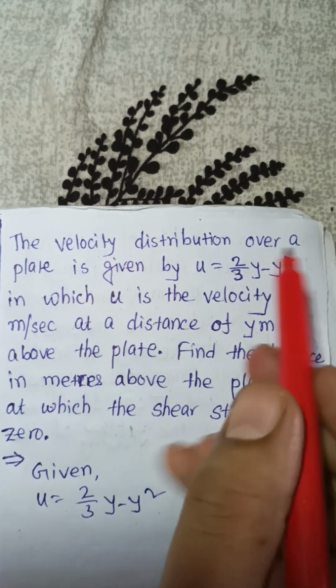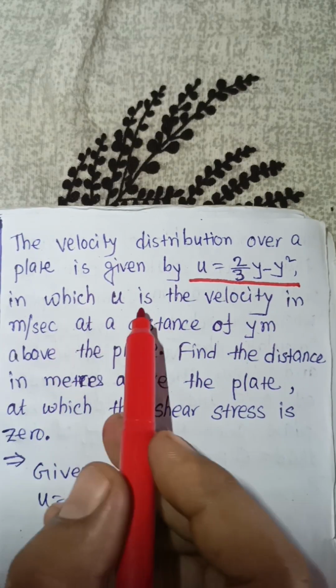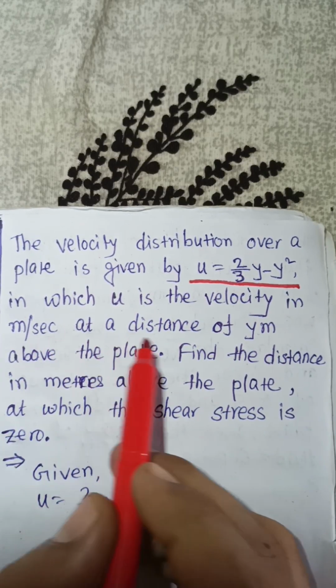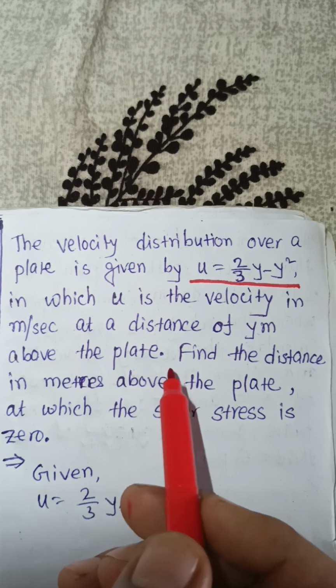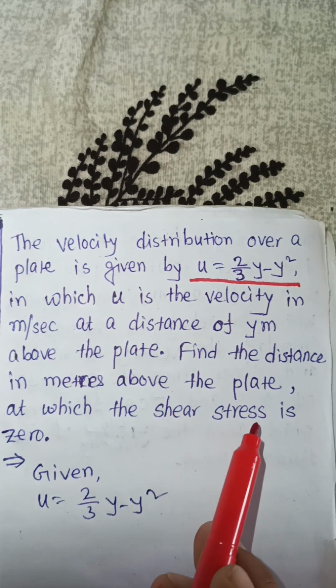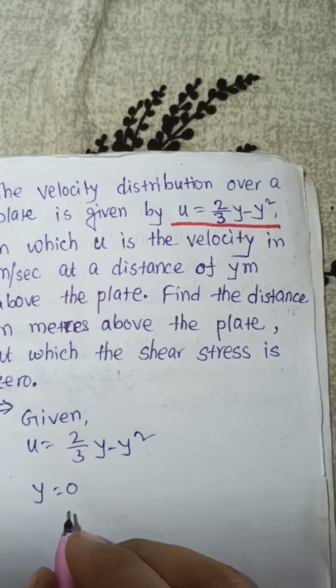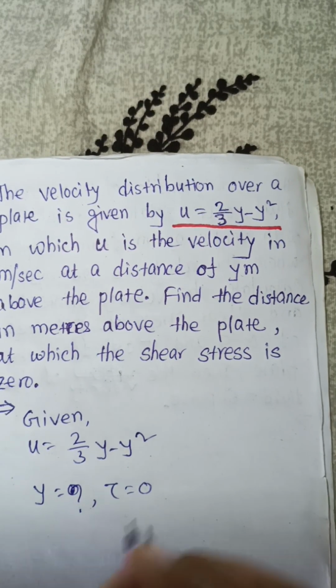The velocity distribution over a plate is given by u equal to 2 by 3 y minus y square, in which u is the velocity in meter per second at a distance of y meter above the plate. Find the distance in meter above the plate at which the shear stress is 0. So you have to calculate the value of y where the shear stress is equal to 0.